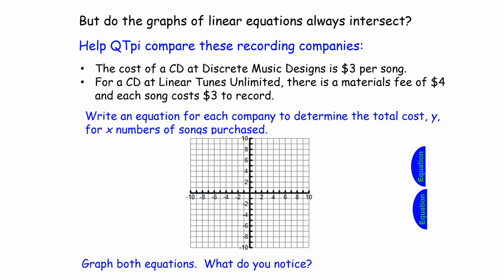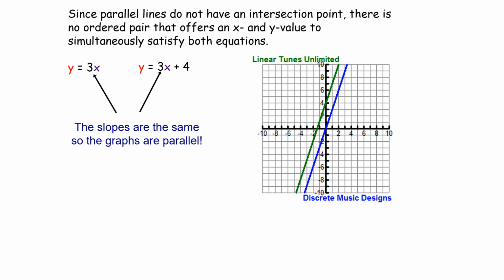So I want you to pause the video real quick, write both of the equations, graph your lines, and tell me what you notice. Alright, so your equation, first off, for Discrete Music Company was y equals 3x. For Linear Tunes Unlimited, you should have 3x plus 4. Alright, so here's my 2 lines graphed. Okay, and what you notice is they both have the same slope.